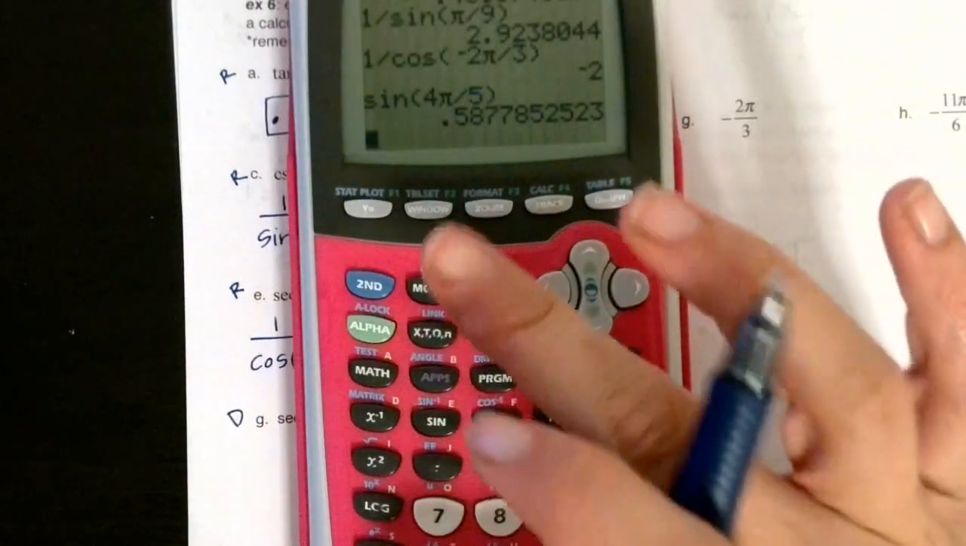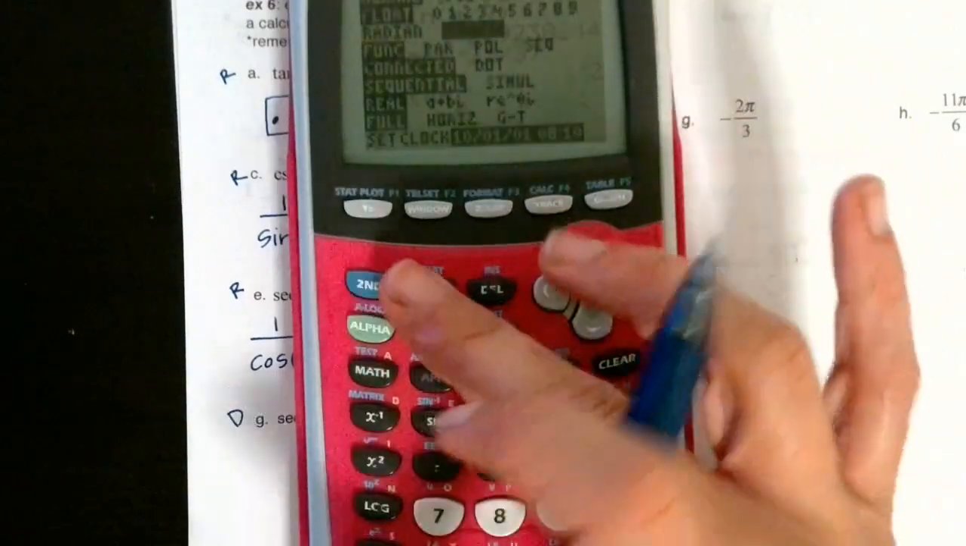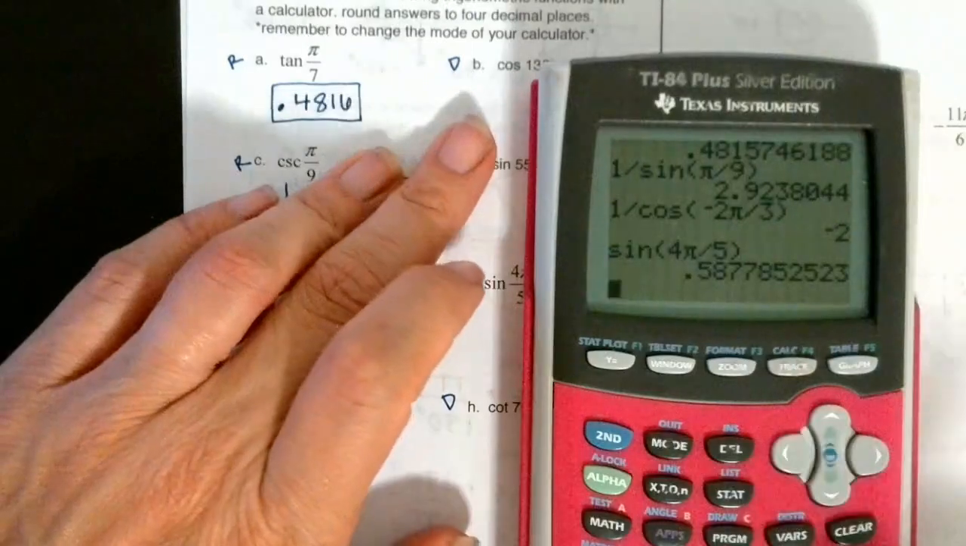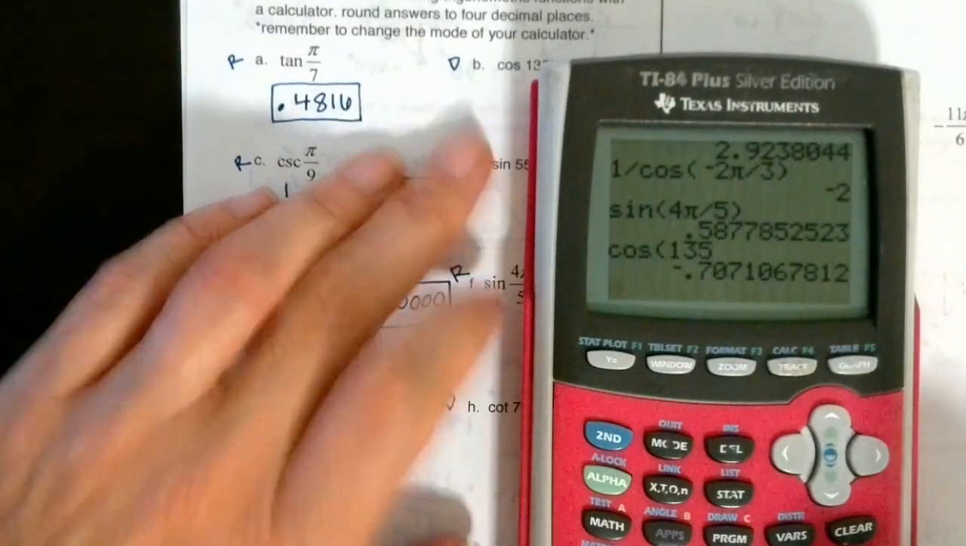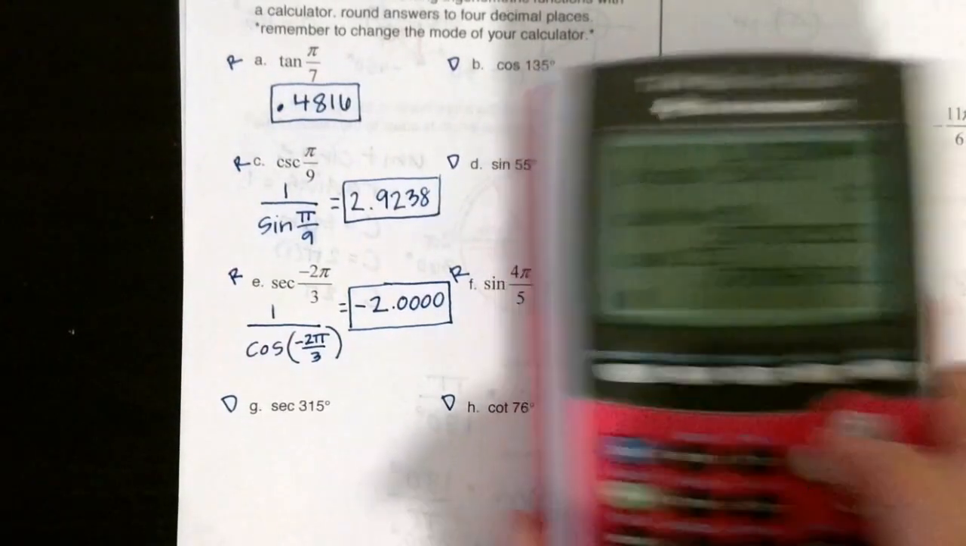Alright, for the rest of these I gotta go change my mode to degrees. So mode, degrees. And then we're just gonna go through these. Cosine of 135 equals -0.7071.